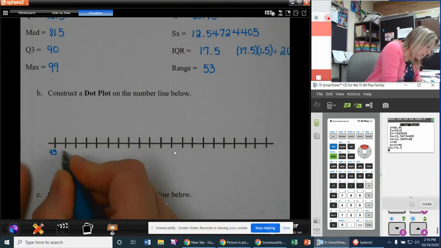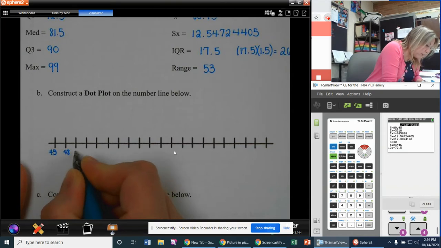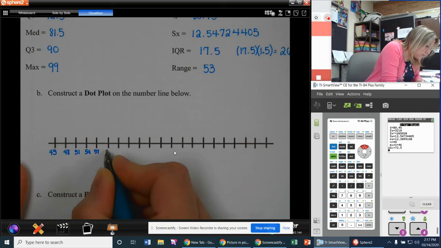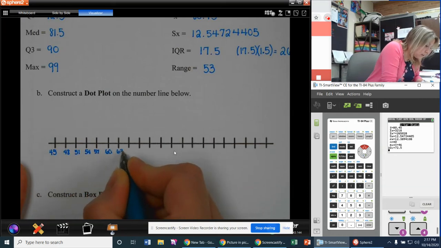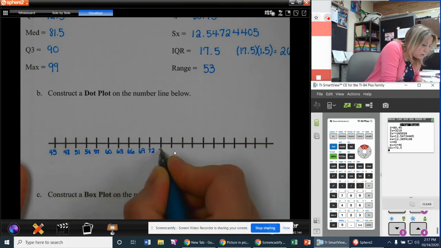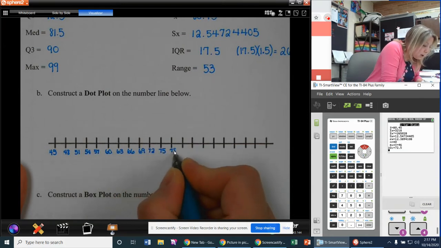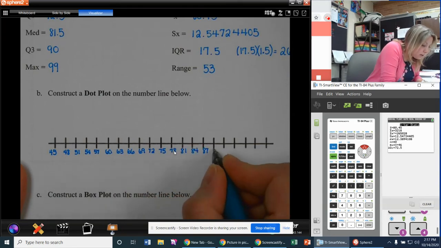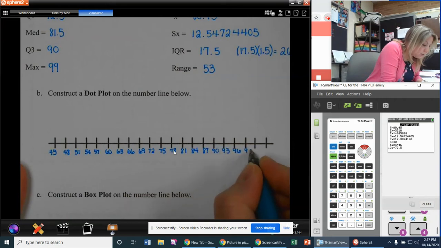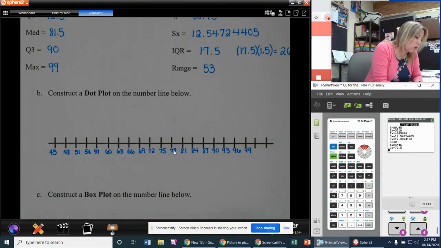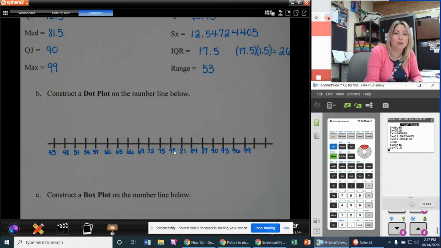And then you have 48. I'm going by 3s, so 51, 54, 57, 60, 63, 66, 69, 72, 75, 78, 81, 84, 87, 90, 93, 96, and 99. We know that the test is out of 100, but 99 was our max. So we don't have to worry about having more than that on our scale.